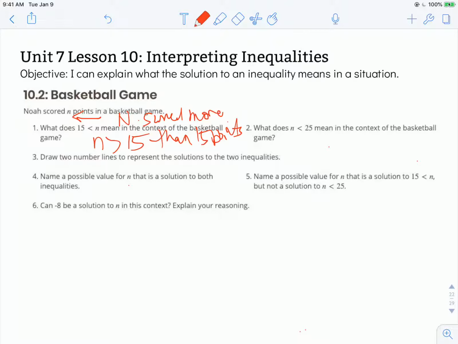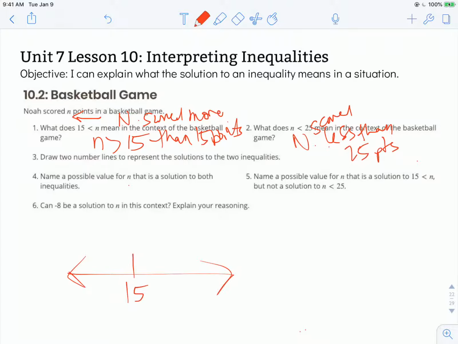What does N is less than 25 mean in the context of a basketball game? Well, it means that Noah scored less than 25 points. Number 3 says draw two number lines to represent the solutions to the two inequalities. Well, we could draw a number line and mark 15 on here.